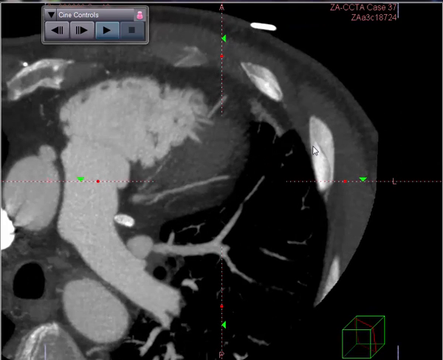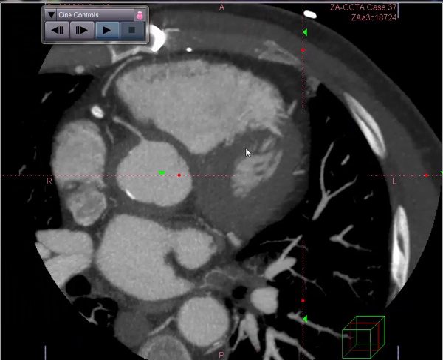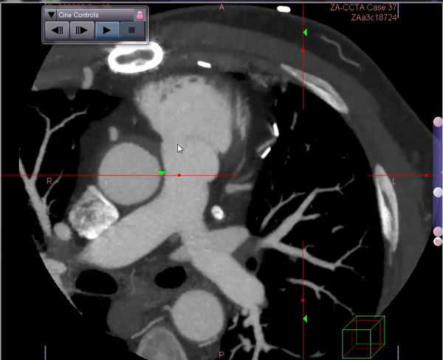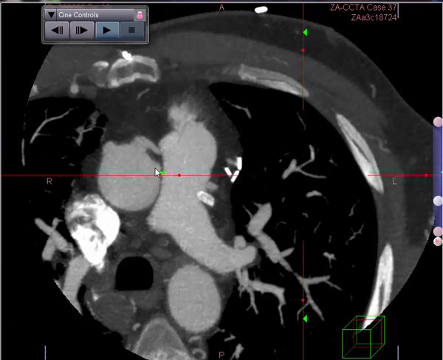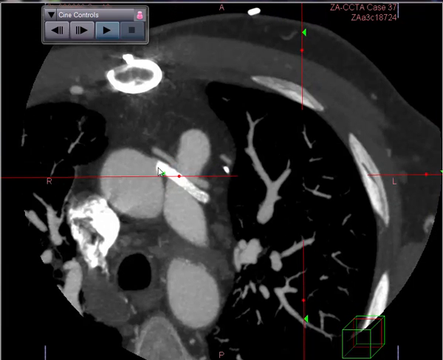So let's switch back to the foot view and go back up, identify the third bypass graft. This one has clearly a stent in place.